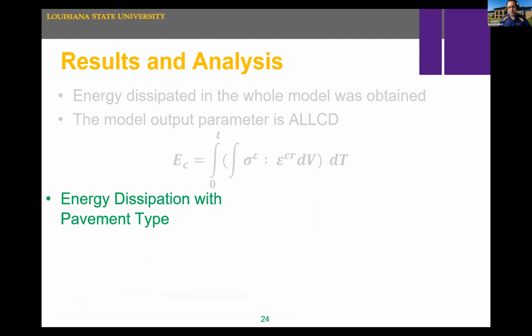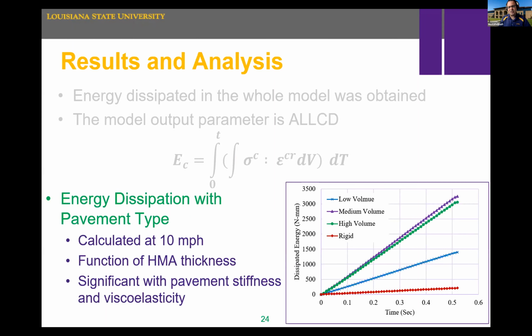And we obtained the energy dissipation for different conditions. For example, here we had dissipated energy for low volume design, medium design, high volume, and the rigid. You notice here that there is quite a bit of difference between the rigid pavement and the flexible pavement. The energy dissipation in the rigid pavement was less than what we calculated for flexible pavement.